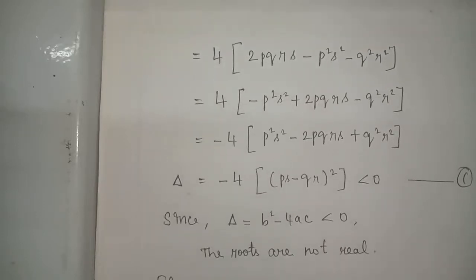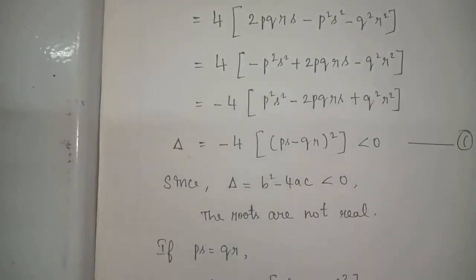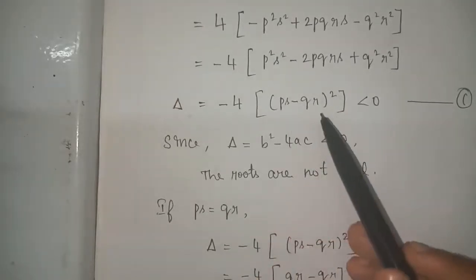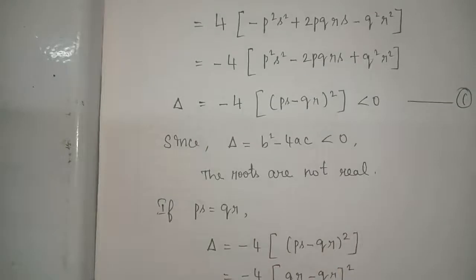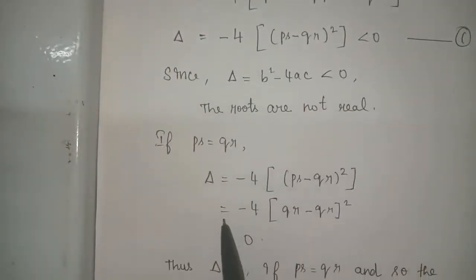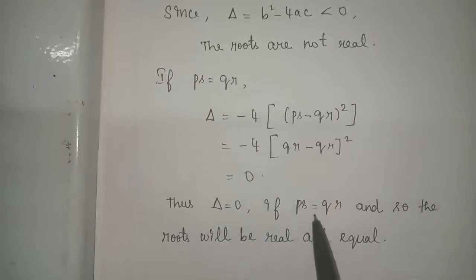But the given condition is if ps is equal to qr, you have to show that the roots are real and equal. So if ps is equal to qr, delta is equal to minus 4 into, instead of ps you are substituting qr, (ps minus qr) the whole square, which is equal to minus 4 (qr minus qr) the whole square, which is equal to 0. Thus delta is equal to 0 if ps is equal to qr, and so the roots will be real and equal.